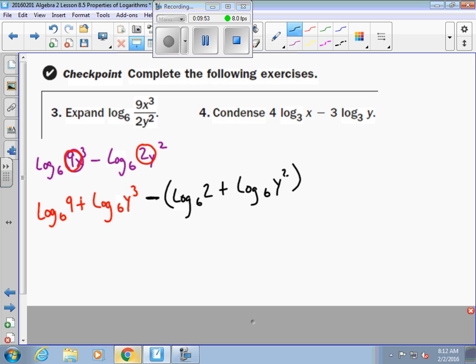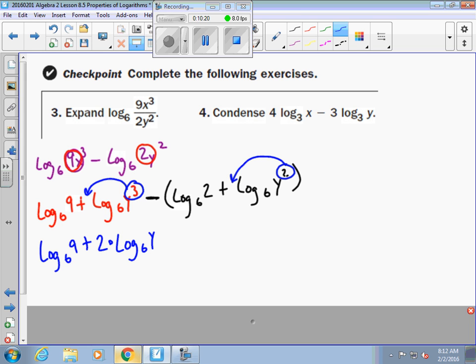What we have to do now is move this exponent and this exponent. This has to go here. This has to go here. There's no other exponents to move. So you have log base 6 of 9 plus 2 times log base 6 of y minus log base 6 of 2 plus 2 times log base 6 of y.